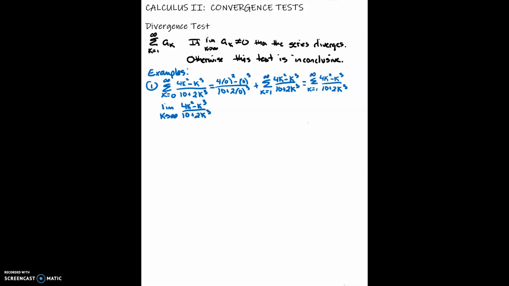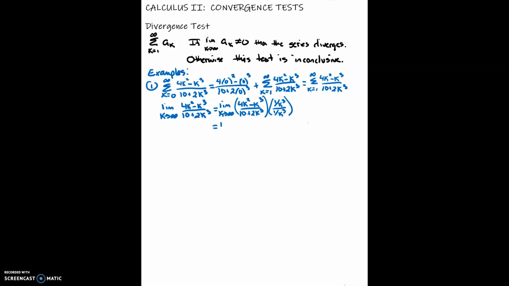Well, taking the limit, let's see. I can use some of those little limit techniques we learned. This is a ratio made up of polynomials, or rational expression, if you will. We have a technique for that. I'm going to multiply by the reciprocal of the highest degree in the denominator.